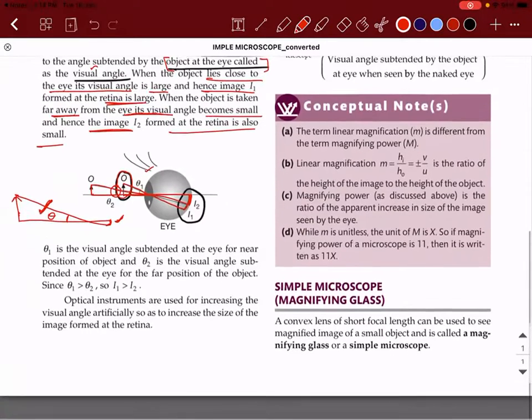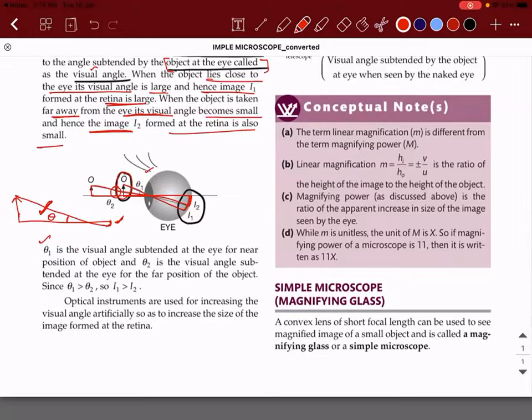So you're able to understand this point. Theta1 is the visual angle subtended at the eye for the near position of the object, and theta2 is the visual angle subtended at the eye for the far position of the object. Since theta1 is greater than theta2, we can say I1 is greater than I2. Have this point in your mind.